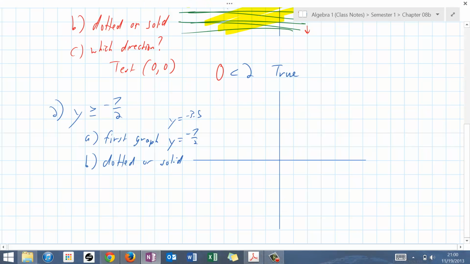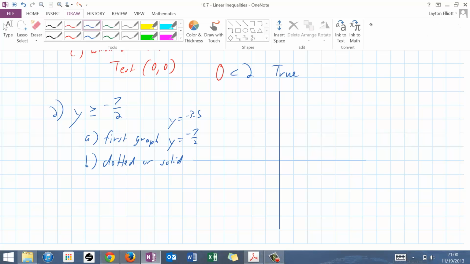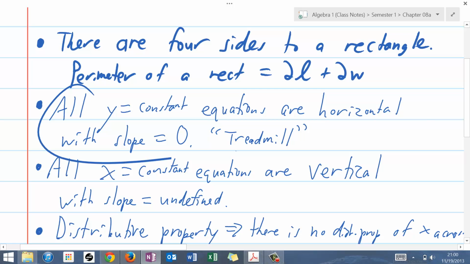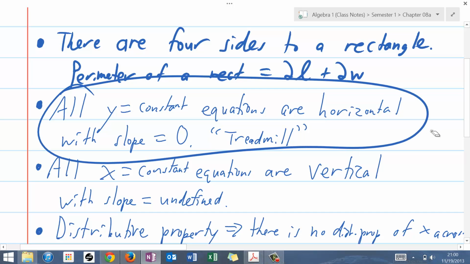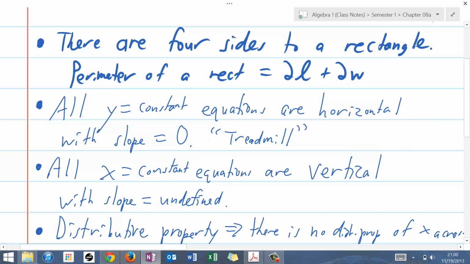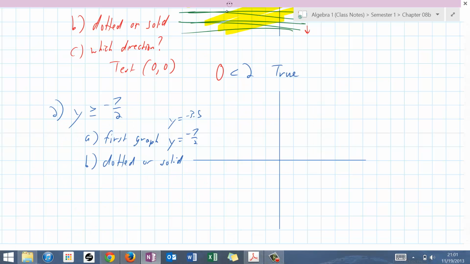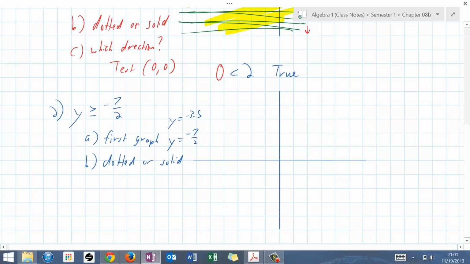If I go back to that cheat sheet again, okay, now I know how to access it quickly. I know that all y equals constants are horizontal with the slope equals 0. So I'm looking for a horizontal line at y equals negative 3.5, and that would be right here. There's negative 3.5, or 0, negative 3.5. And so if I just do this very carefully, because I can't really click in there. There we go. It's a solid.